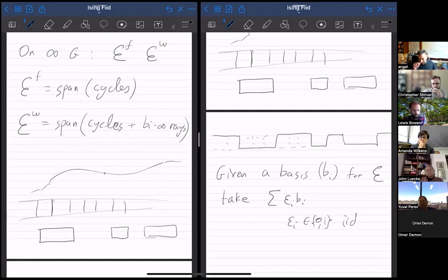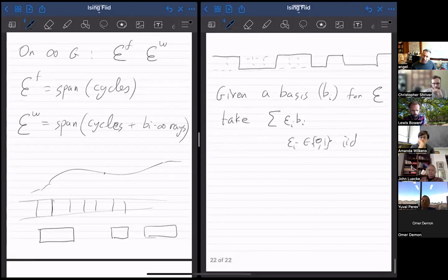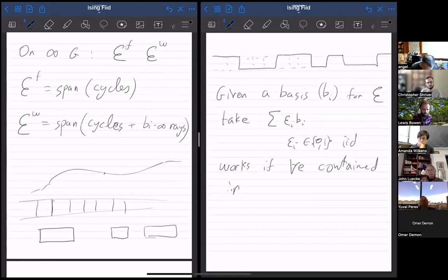There's a slight caveat: when you have an infinite basis, in order for this sum to be well defined, we need that every edge is contained in only a finite number of the basis elements. These basis elements are now either cycles or double infinite rays, or they could be other even subgraphs. But this works if every edge is contained in a finite number of basis elements.